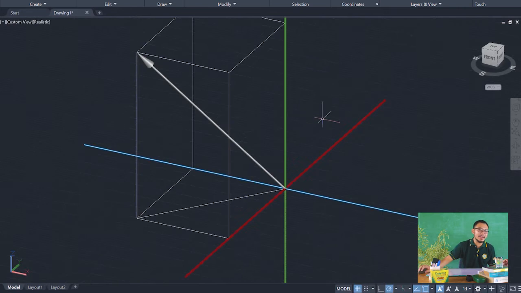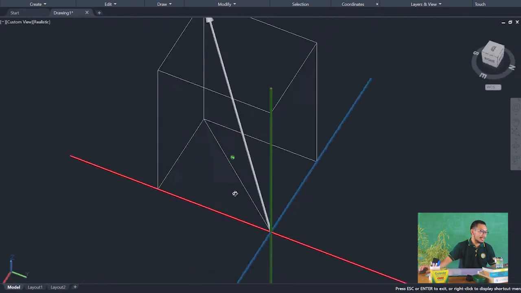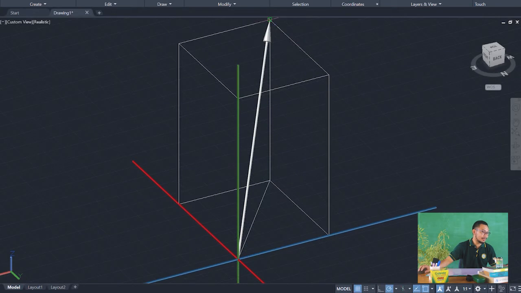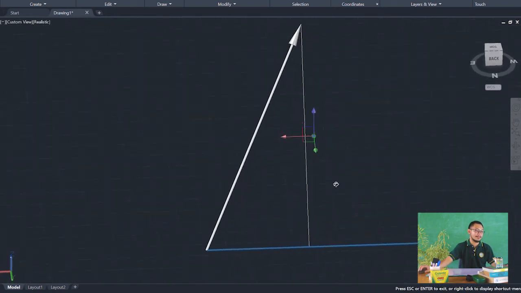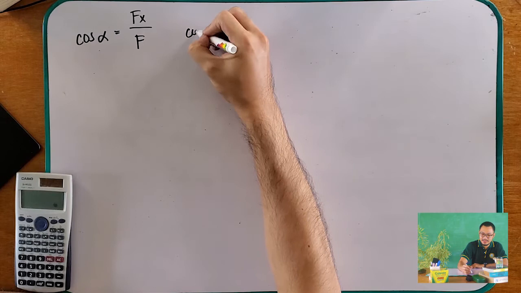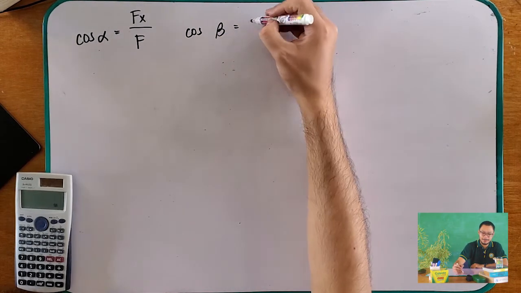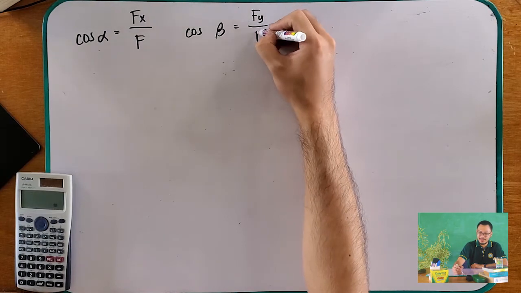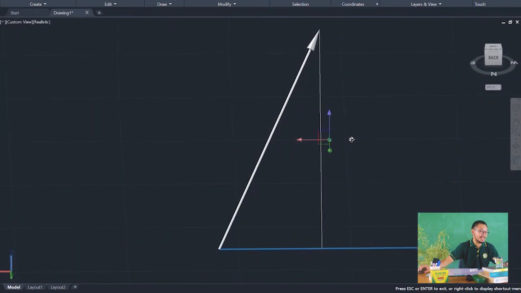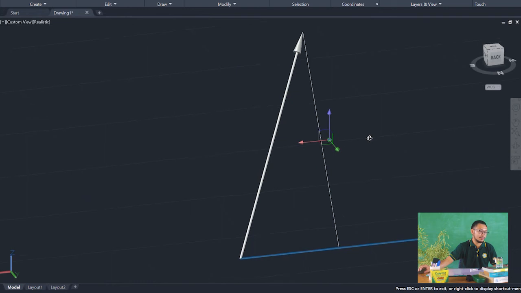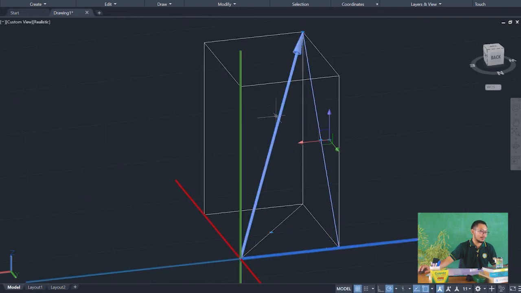Okay? So, and for your direction of your y, you again make a line from here to here. So, you can see this triangle, which is this one, and this one. This is still a right triangle. So, to get the direction angle of your beta, cosine beta is equal to fy over f. Right? Because our deal here is the adjacent over hypotenuse, which is this one over the hypotenuse of that one.